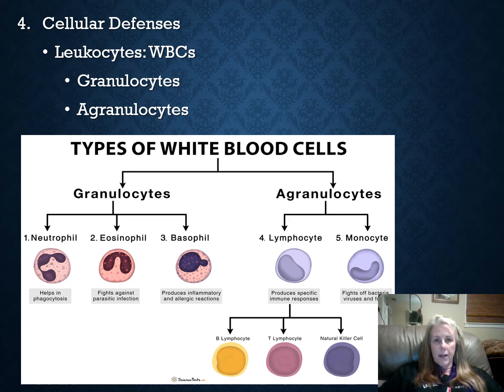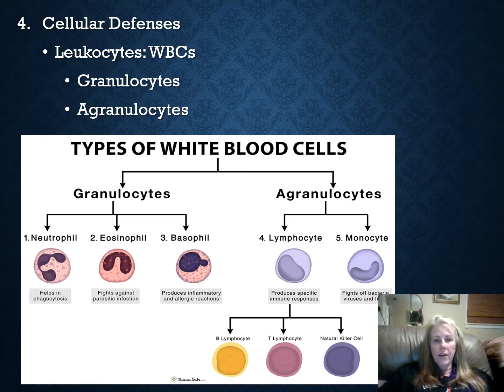Neutrophils specialize in destroying bacteria. Eosinophils specialize in destroying worms and worm eggs. Basophils specialize in releasing those granules and increasing the histamine response, so it produces inflammatory and allergic reactions. So it's going to increase our inflammatory response by releasing histamine.